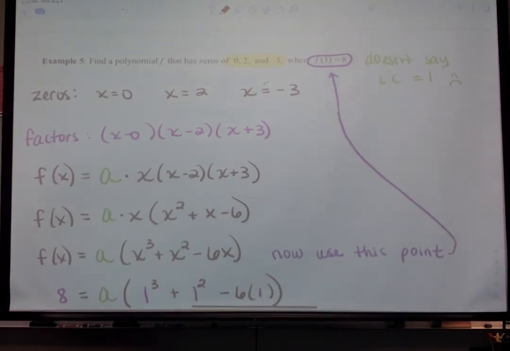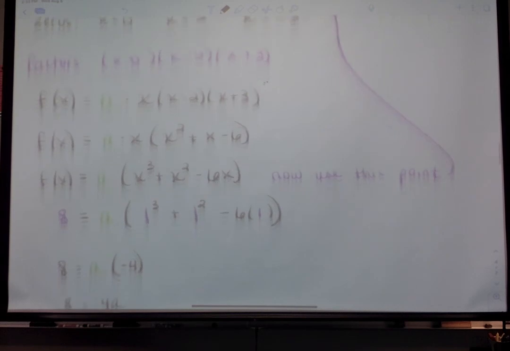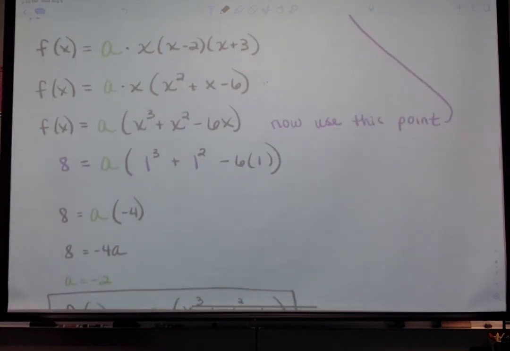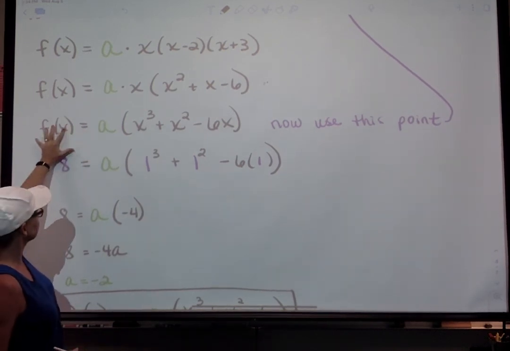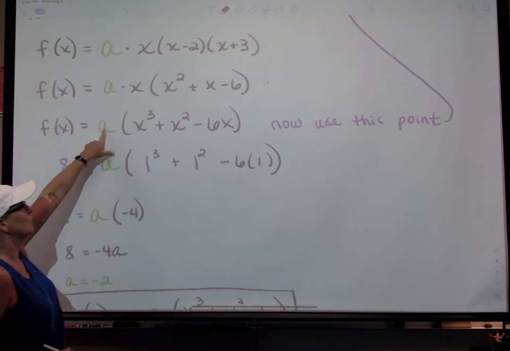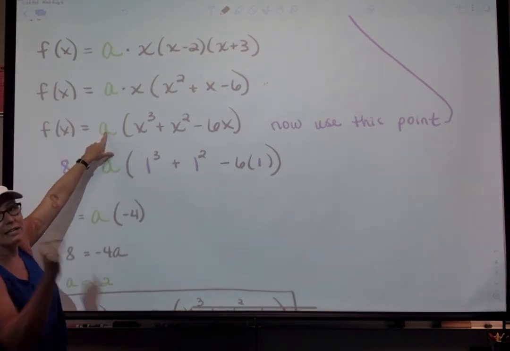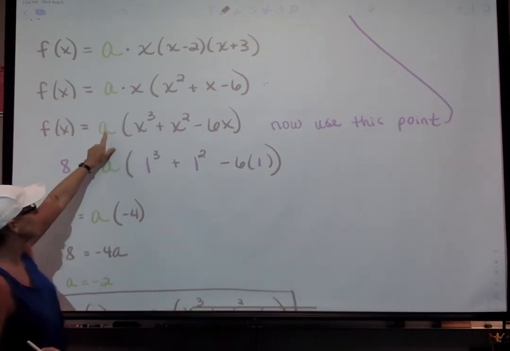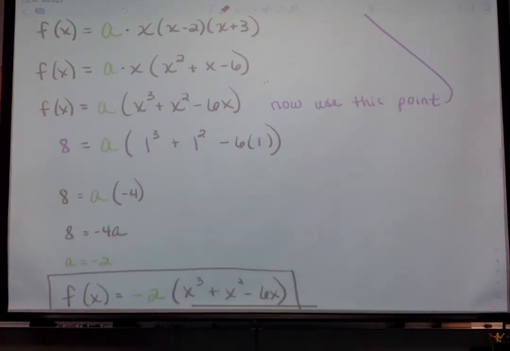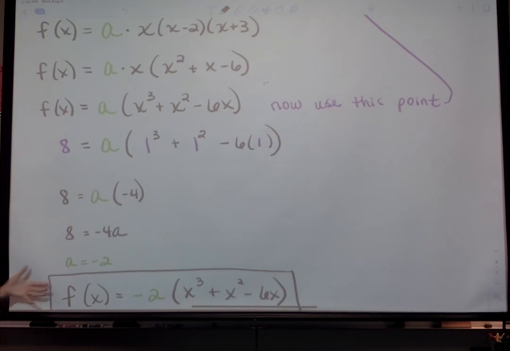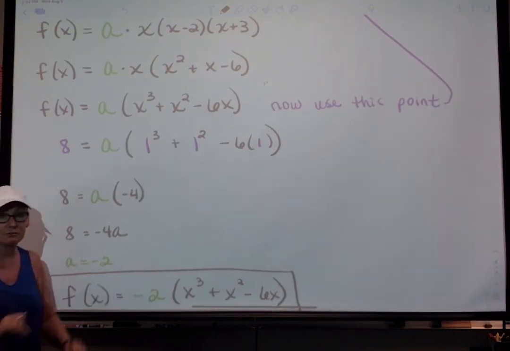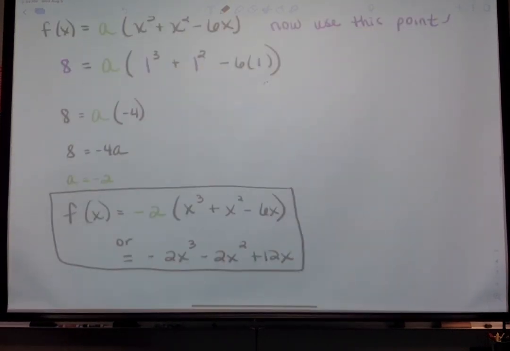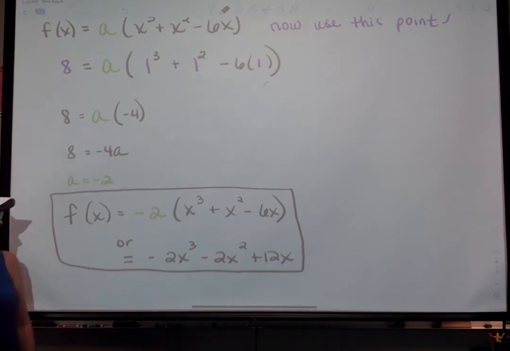Did the math. A is negative 2. Okay. So wherever I read, oh, right here. This is where I wrote my polynomial when I didn't know what A was. Now I do know what A is. A is negative 2. So I'm going to rewrite this, but put a negative 2 there. Or you can go ahead and distribute your negative 2 in. And it looks like just a normal cubic.